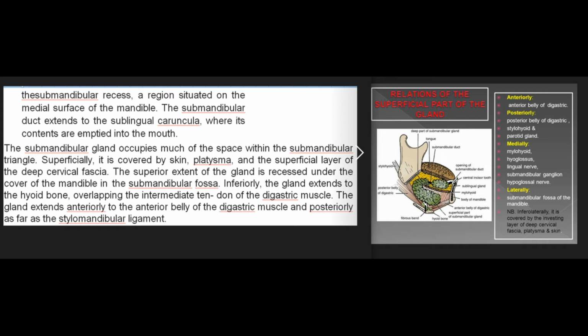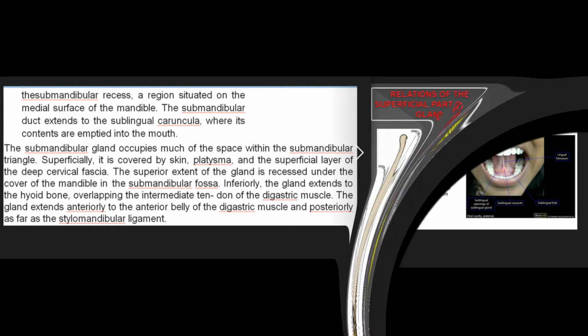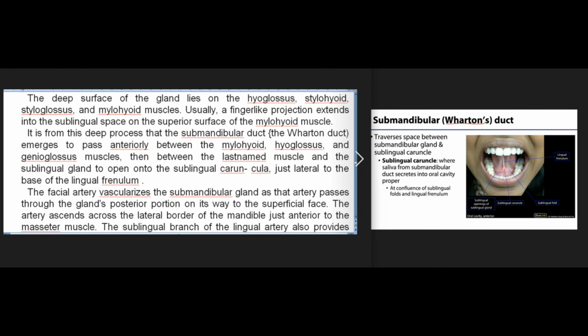The gland extends anteriorly to the anterior belly of the digastric muscle and posteriorly as far as the stylomandibular ligament. The deep surface of the gland lies on the hyoglossus, stylohyoid, styloglossus, and mylohyoid muscles. Usually, a finger-like projection extends into the sublingual space on the superior surface of the mylohyoid muscle. It is from this deep process that the submandibular duct, the Wharton duct, emerges to pass anteriorly between the mylohyoid, hyoglossus, and genioglossus muscles, then between the last named muscle and the sublingual gland to open onto the sublingual caruncula, just lateral to the base of the lingual frenulum.